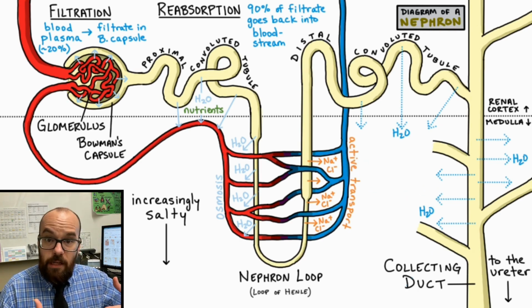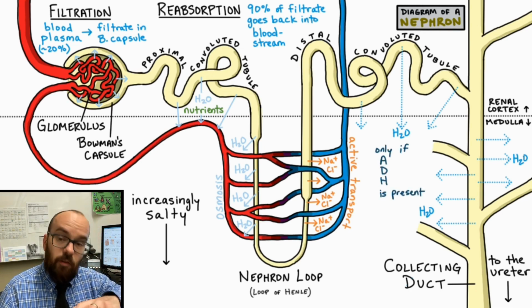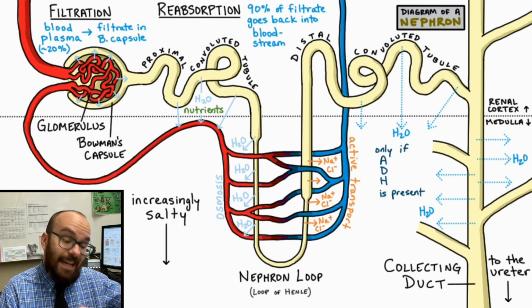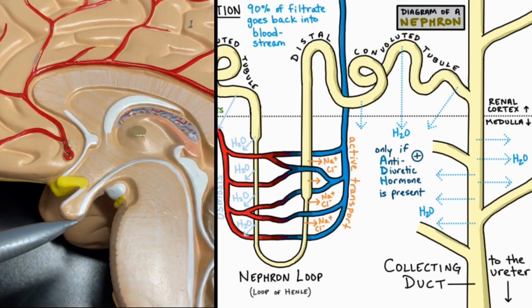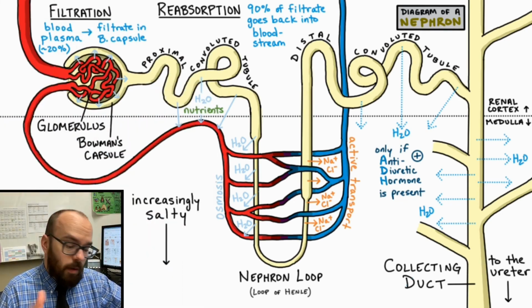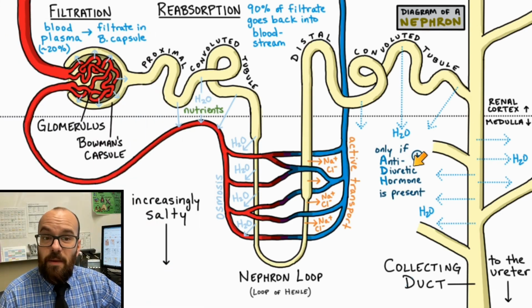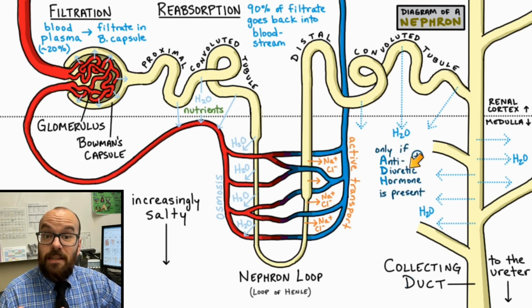But how does our body regulate that? Well, there's a special hormone that's involved. And so this process of reabsorption of water in the distal convoluted tubule and collecting duct is only going to happen if ADH is present. ADH stands for anti-diuretic hormone. It's a hormone released by the pituitary gland. That's the little gland hanging off the front of your brain. It's also known as vasopressin, but I like the term ADH because it describes what it does. A diuretic is anything that makes you pee more, and an anti-diuretic is something that would make you pee less.